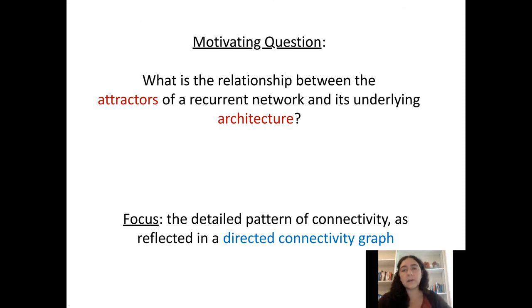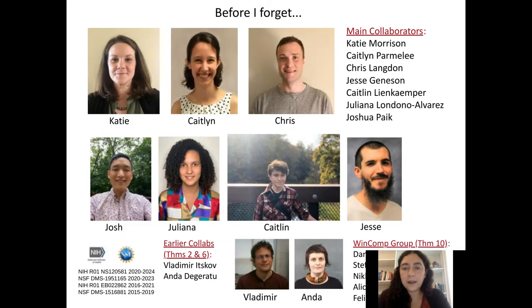Okay, so the motivating question is, again, what is the relationship between the attractors of a network and its underlying architecture? Before I keep going, I just want to take a moment to acknowledge my collaborators on this. Especially Katie Morrison at the top left. She has been my co-author on basically all this work for the last 5 or 6 years. She's my co-PI on the Brain grant and is really equal PI to me in everything.